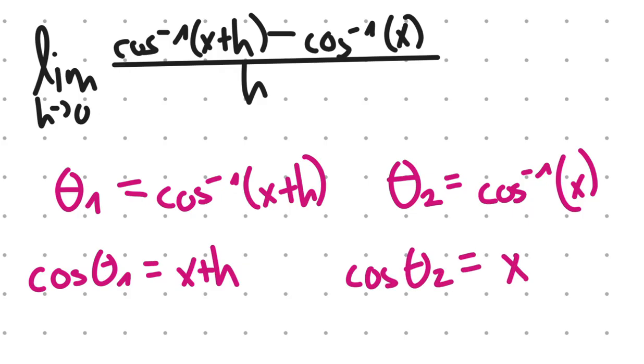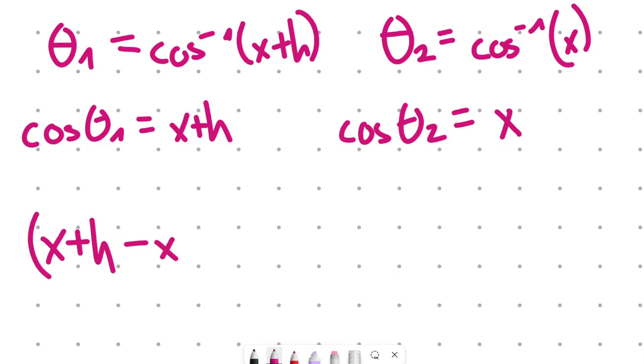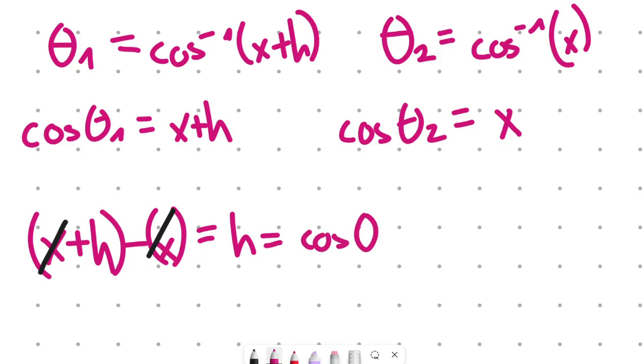So if we want to represent the h with cosines, then we can just take the x plus h and minus the x. So we have the x plus h and the x, where the x will actually cancel out. So we are just left with h, leaving us with the cosine of theta 1 minus the cosine of theta 2.